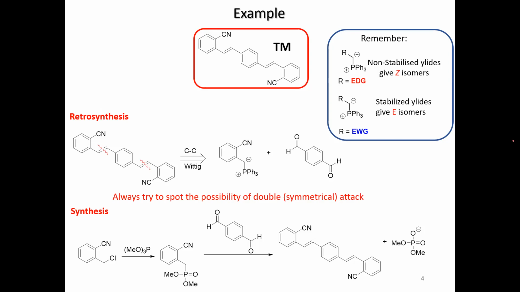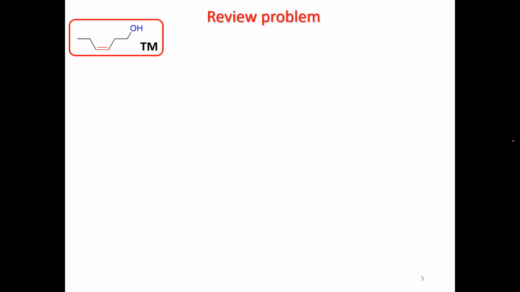This is very important from the synthesis point of view, because again, you need to tell me the conditions that you're going to use. Okay? Carry on. How do you make this one? Now we have a cis double bond.